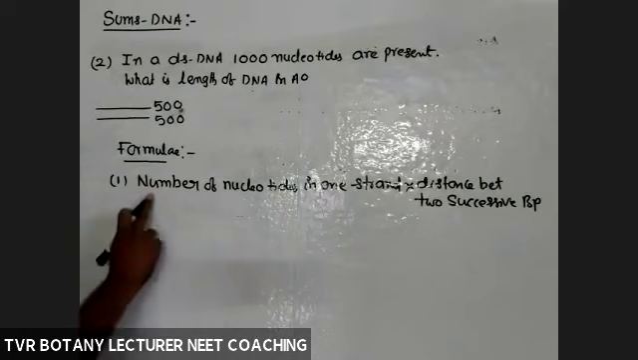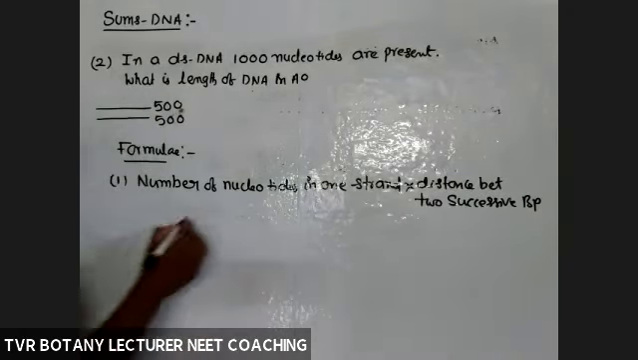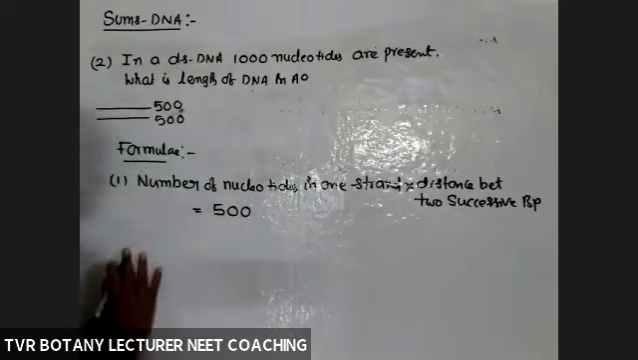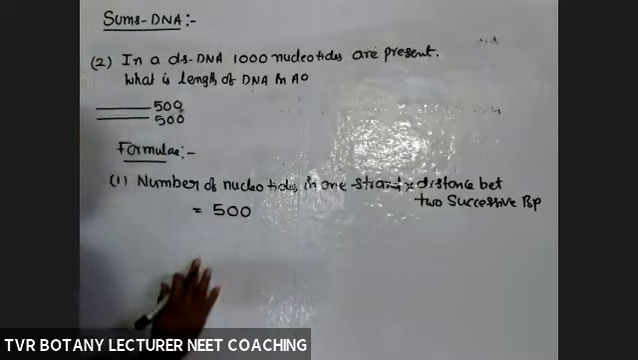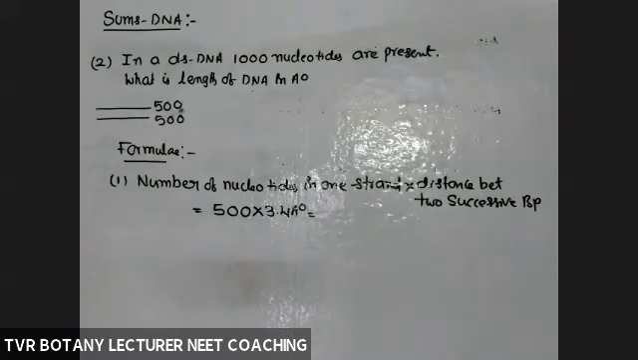Okay. So what is that one? Number of nucleotides in one strand: 500. Distance between two successive base pairs, how much in angstroms? 3.4 angstroms. Simplify it. You will get the length of the DNA. That is one method. Any objection regarding this one? 1700 angstroms. Yeah, 1700.